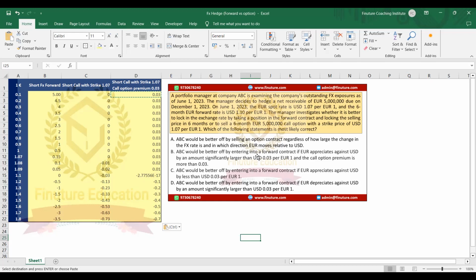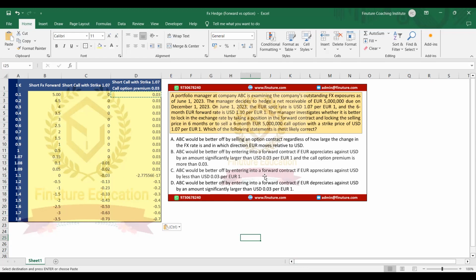So you cannot conclude that the forward is better if your moves are 0.03 more than the current spot price, because if your spot at the time of maturity goes all the way in this range, you will have massive losses from the forward, because you would have earned much more if you had not hedged using the forward. So we cannot conclude that the forward is better given these moves and an option premium of this. So B is also not correct.